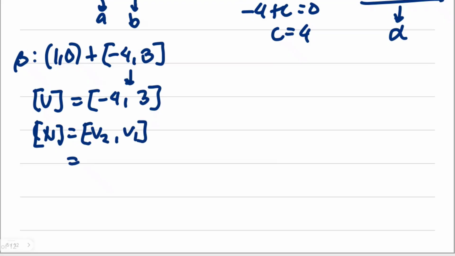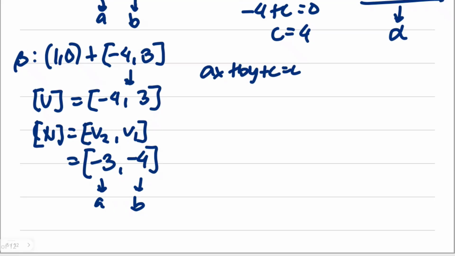You will have here negative 3 and negative 4. This corresponds for your A. This corresponds for your B. So for ax plus by plus c equal to 0, we'll have here the form negative 3x minus 4y plus c is equal to 0.